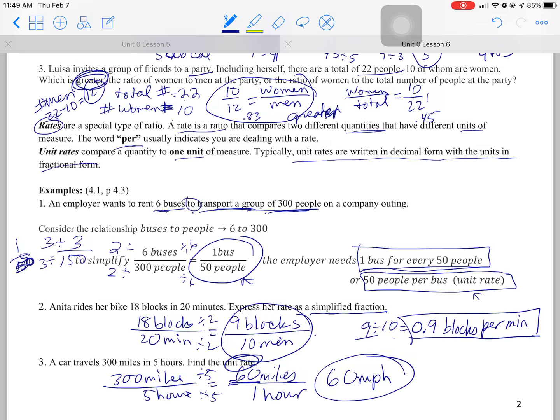I'm trying to remember, I don't think, there might be unit rates in the homework. I don't know if I had any unit rates on the final. We'll see when we do the test. All right, that's it for that one.